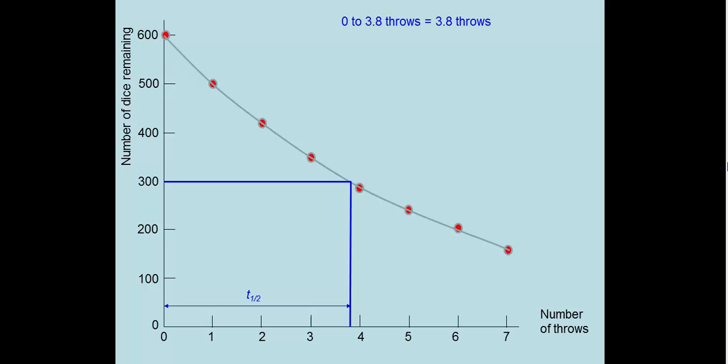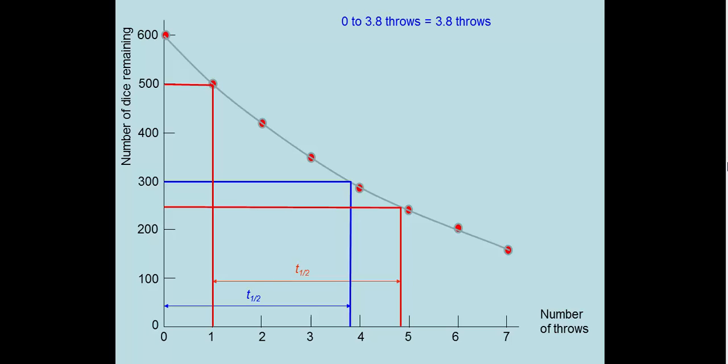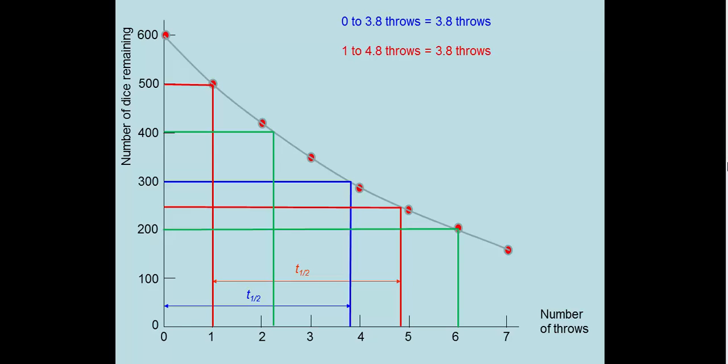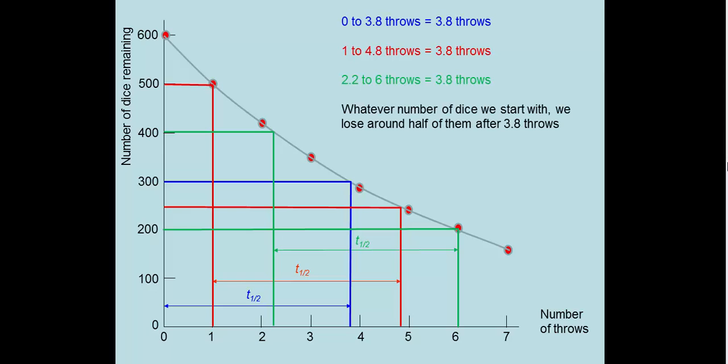We could have a different starting value, for instance 500 to 250. That is this gap, which goes from 1 to 4.8 throws, which is again 3.8 throws. A different starting value again of 400 dice, half of that is 200, and this gap is now from 2.2 to 6 throws, which again is 3.8 throws. Whatever the number of dice we start with, we lose around half of them after 3.8 throws. We could say the half-life of dice is 3.8 throws.